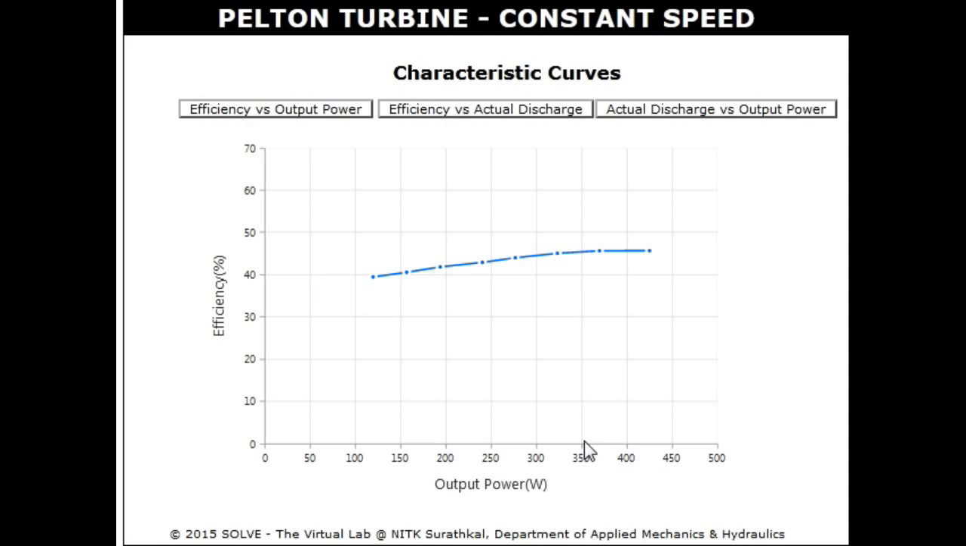So the first curve, on the x-axis we are plotting output power, and the y-axis is efficiency. We can see that for higher output powers the efficiency is more. If the turbine is operating at lower powers, its efficiency is slightly less compared to higher power outputs, at 400 watts.